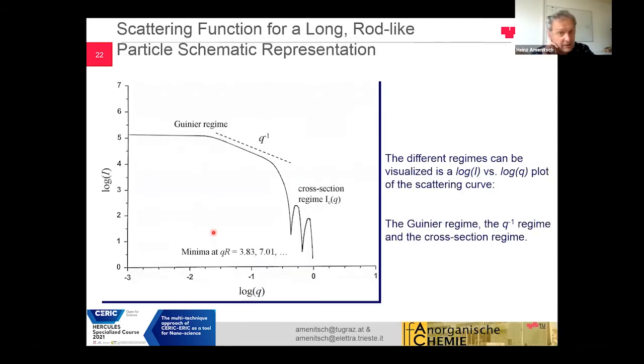If you now look at this for long rod-like particles, this is very important. What you see here is the Guinier regime, where you have a constant intensity, then a 1 over q behavior, and then a stronger decay in the intensity here. So from the Guinier regime, you would learn about the length of the particle. Here you would learn about the cross-section of the particle. And the 1 over q behavior tells you that you have one-dimensional elongated particles.